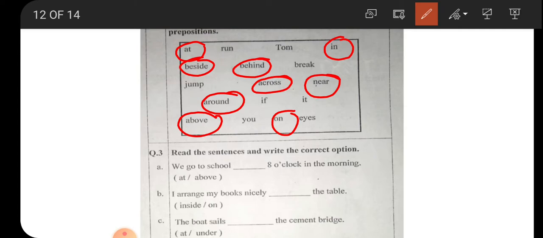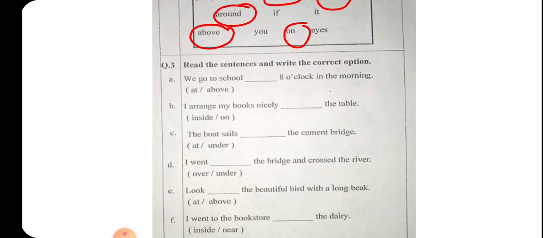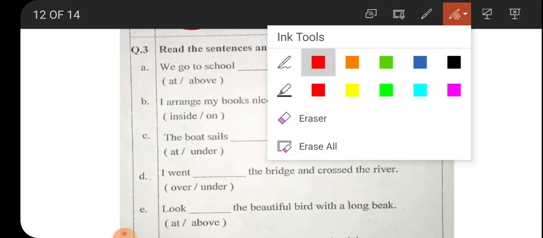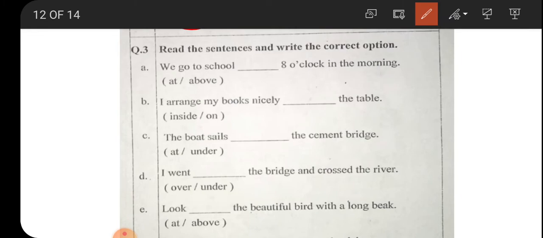Okay. Now we'll begin with the next question. That is question number 3. Read the sentence and write the correct options. Come on, the same preposition now. We go to school. Now here the 2 answers are given in the bracket. We have to select the correct one, children. We go to school dash 8 o'clock in the morning. At 8 o'clock. Yes. Okay.